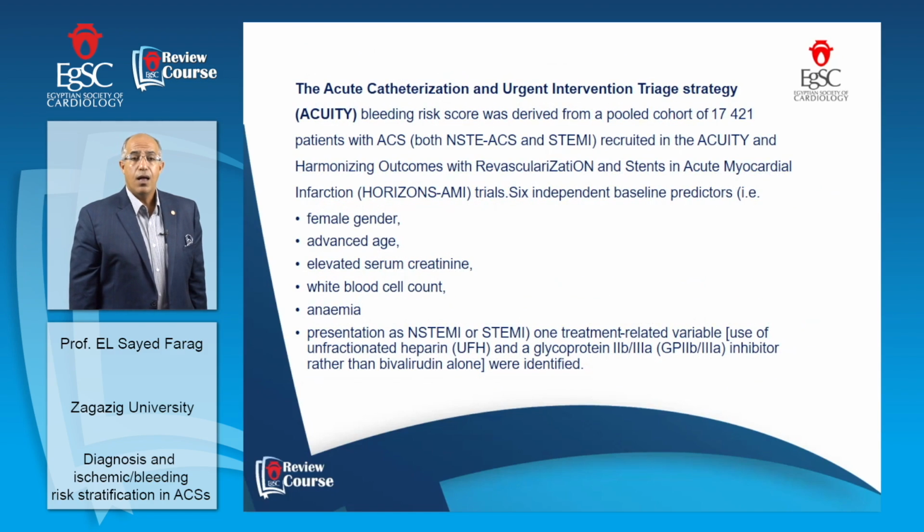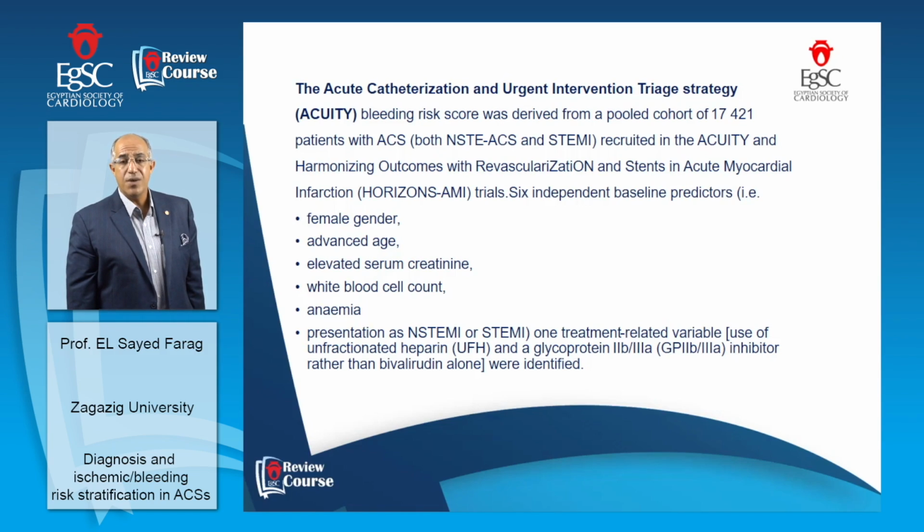The acute catheterization and urgent intervention triage strategy. The ACUITY bleeding risk score is another important risk score, which is derived from a pooled cohort of more than 17,000 patients with ACS recruited in the Acute Catheterization and Urgent Intervention Triage Strategy and Harmonizing Outcomes with Revascularization and Stents in Acute Myocardial Infarction, which is the HORIZONS-AMI trials.